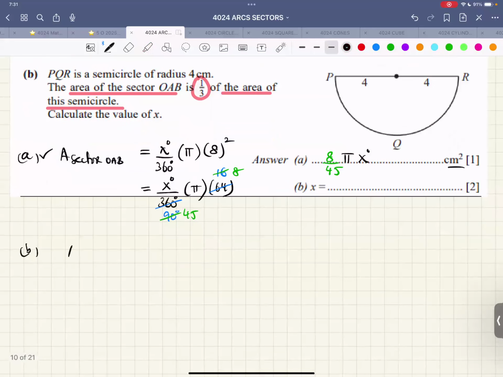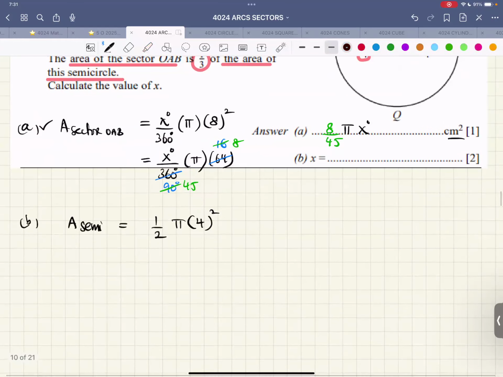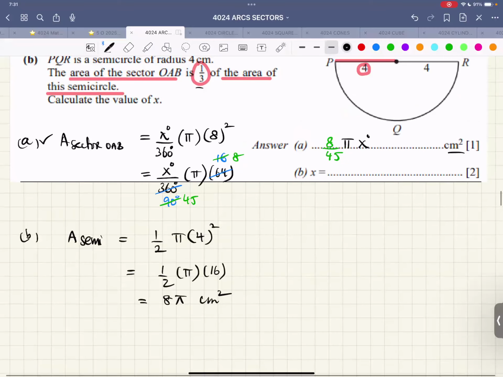So first of all, let me write over here semicircle separately. That is half of pi into 4 square. Now keep in mind, this is the radius 4. The whole thing is 8. We just need this 4. So pi into r squared divided by 2, that is area of semicircle. That is half of pi into 16. That comes out to be 8 pi centimeters square. And then write the statement.